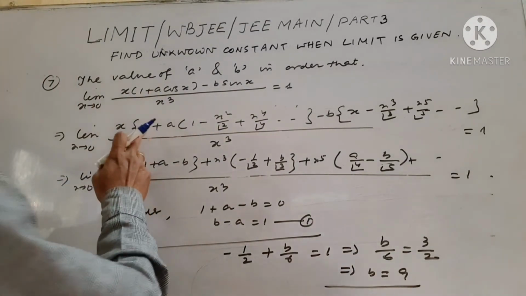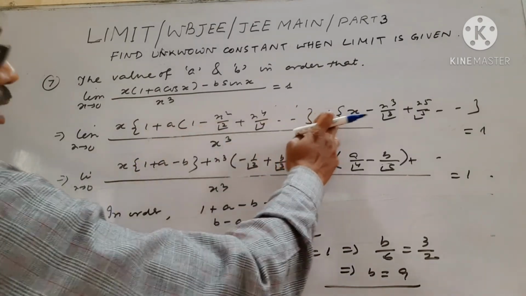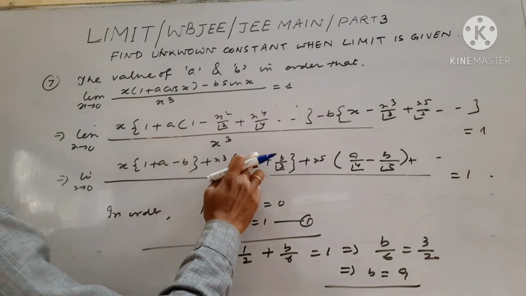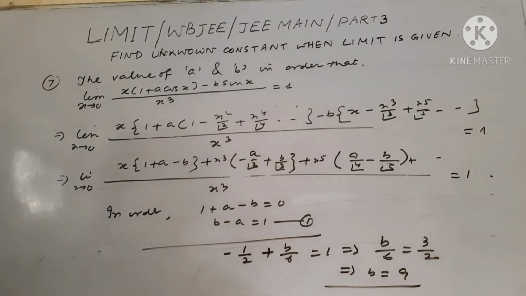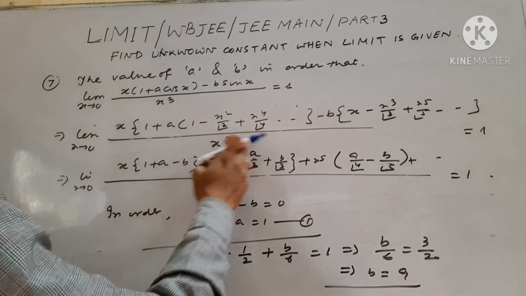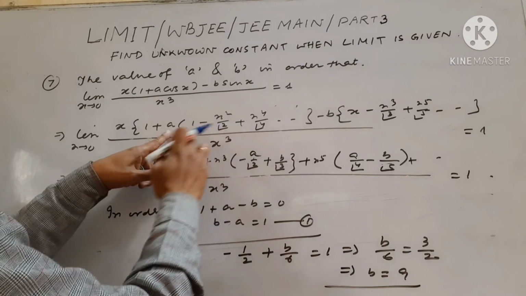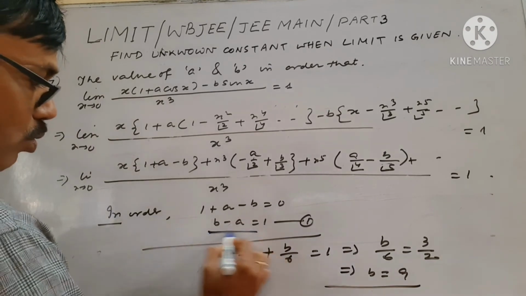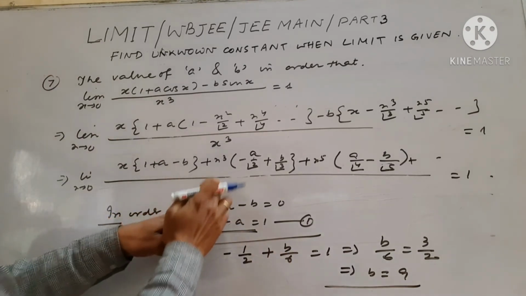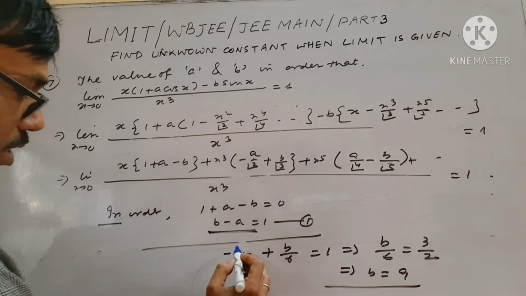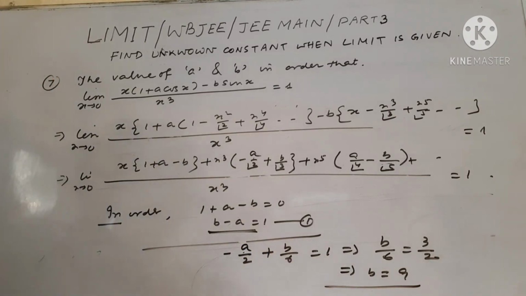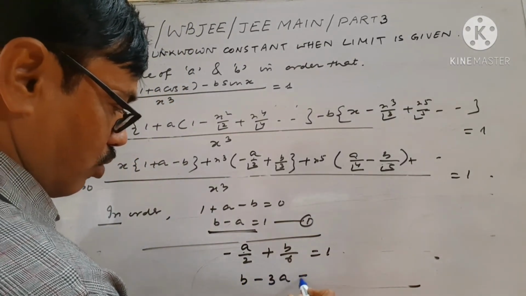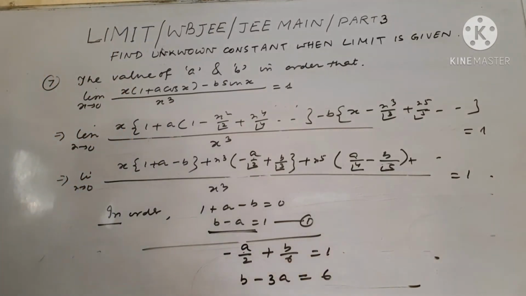So look at it again. x common, 1 plus a minus b. If x cube is common, this is a by factorial 2. Then x to the power 5 common, a by factorial 4 minus this. In order that the limit exists, this one is okay. But what is the value of the limit? x cube cancels. So this is a by 2 plus b by 6 equals 1. So b minus 3a equals 6.